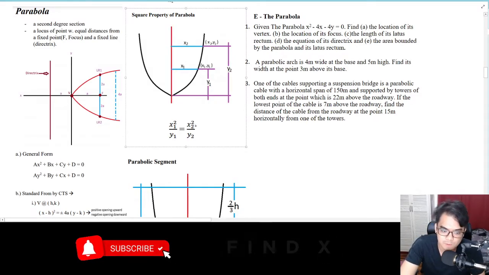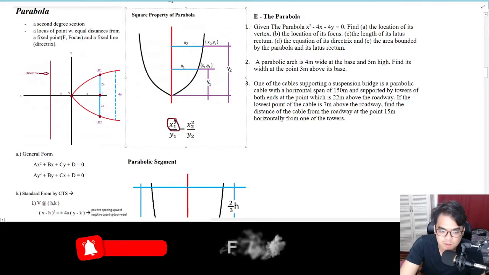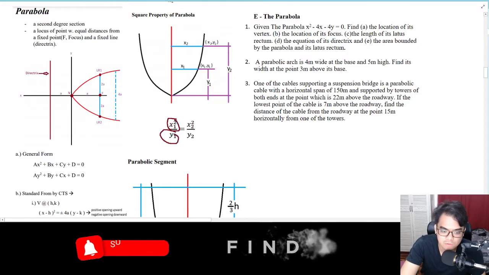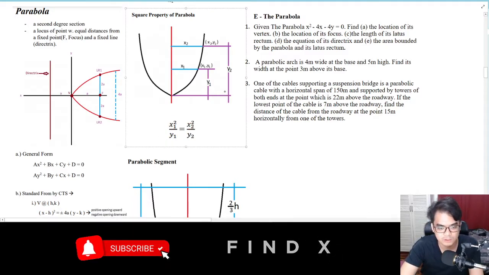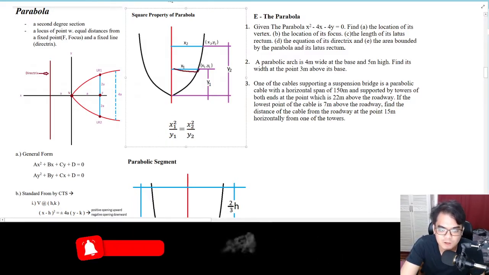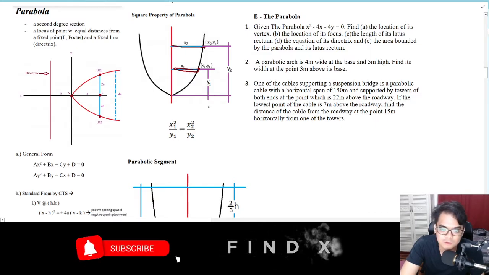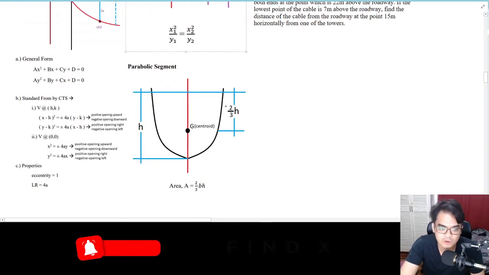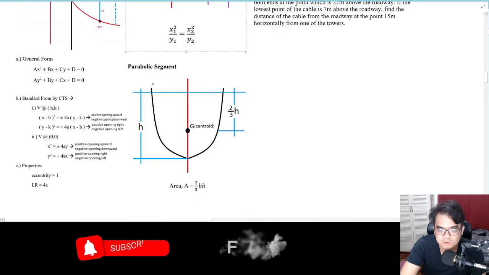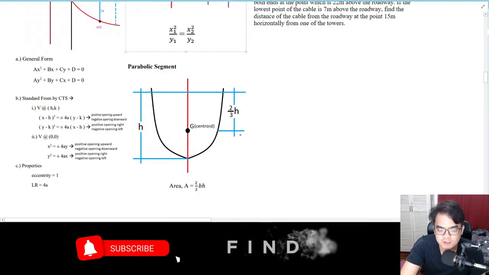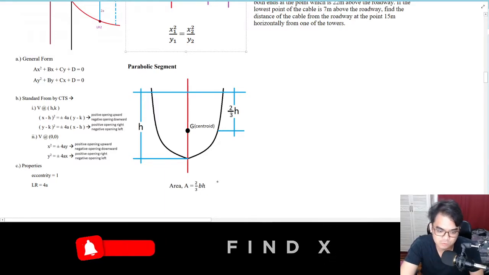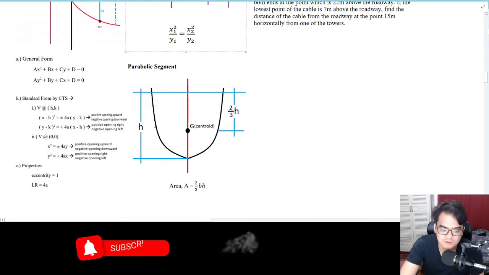Square property of parabola: x1 squared over y1 is equal to x2 squared over y2. X will be the width, and y will be the height of the parabolas. And we also have the parabolic segment. The area of a parabolic segment, let's say this is a parabola, is just equal to 2/3 bh. That's it.